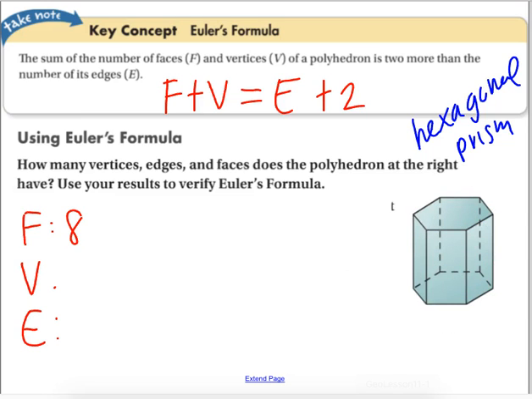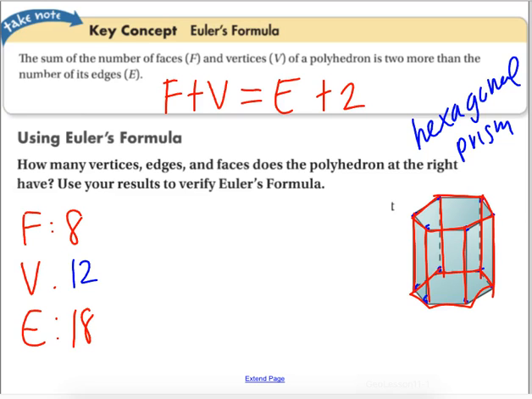Our vertices, I have 1, 2, 3, 4, 5, 6, 7, 8, 9, 10, 11, 12. And then the edges, be systematic about it. So the top is going to have 1, 2, 3, 4, 5, 6. Then my bottom's going to have 7, 8, 9, 10, 11, 12. And my walls, 13, 14, 15, 16, 17, 18. For a total of 18.